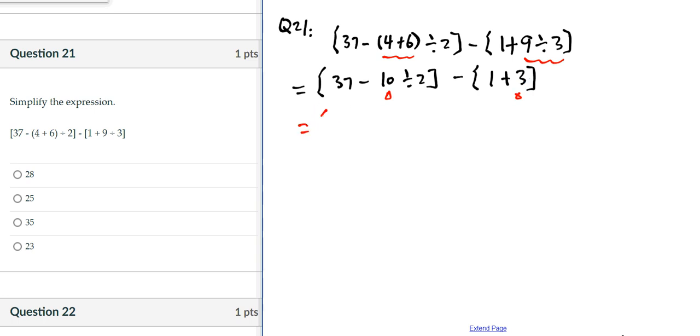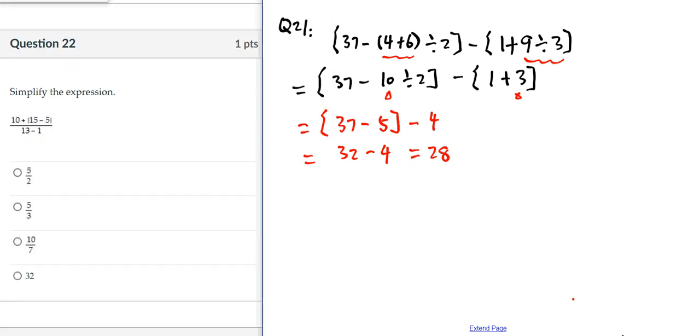All right, now keep working. Division, subtraction, division first. Copy the rest of them, be patient, copy it. And then here will be 5. And then subtract 1 plus 3, everyone knows that. Okay, and what do we get? 37 minus 5, 32, subtract 4. Final answer, 28. Do we have a 28? Very nice, 28.